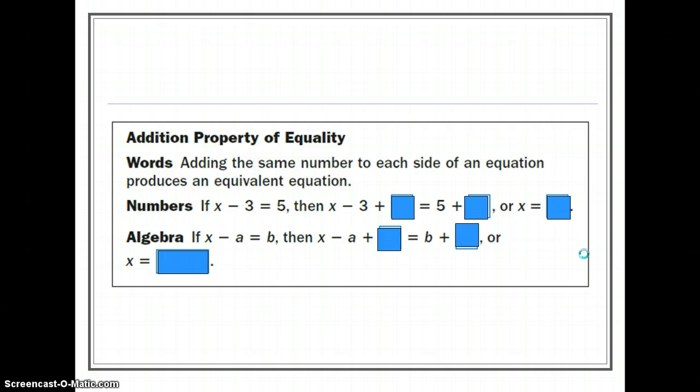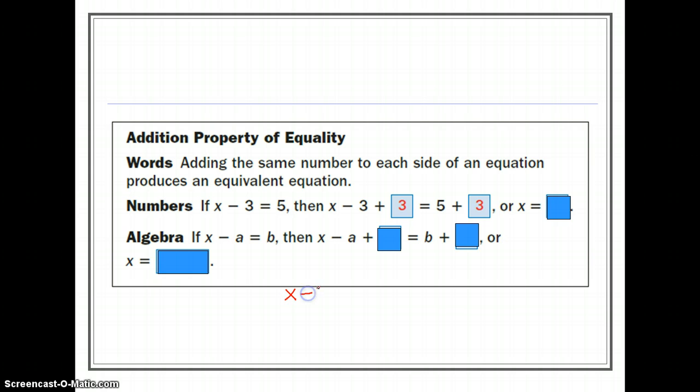The addition property of equality says that you can add the same number to each side of an equation to produce an equivalent equation. So x minus 3 equals 5. This was minus 3, so we can add 3 to both sides to produce an equivalent equation.